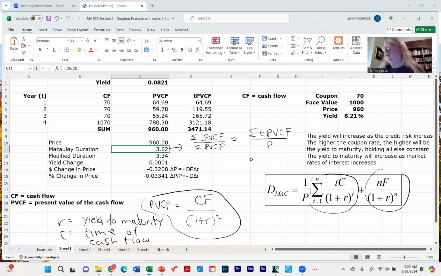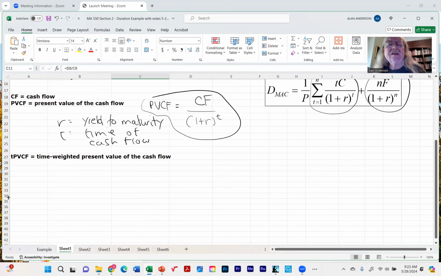Now, this is where it gets a little iffy. The interpretation is a little awkward, let's just say. Basically, what they're getting at here is this, and I've seen it illustrated with this very unusual diagram. It's an attempt to capture the average time that it takes to receive all of your cash flows. And so in some of the textbooks, you'll see that it's illustrated by doing something like this.